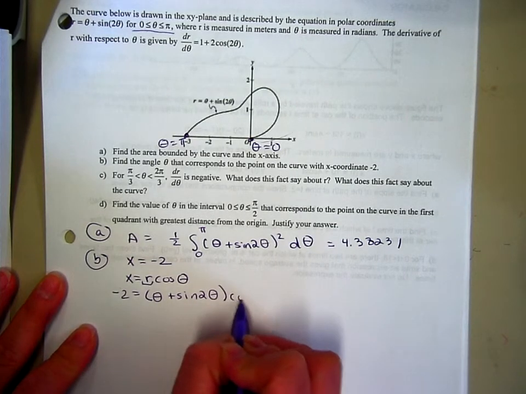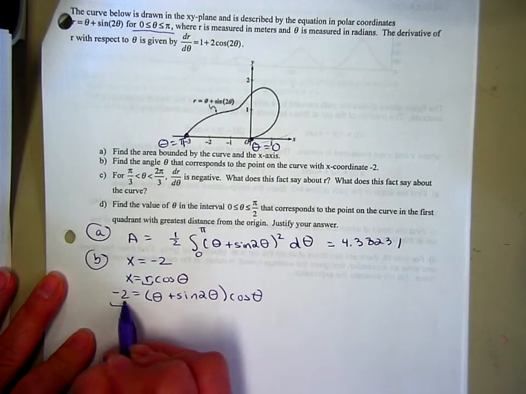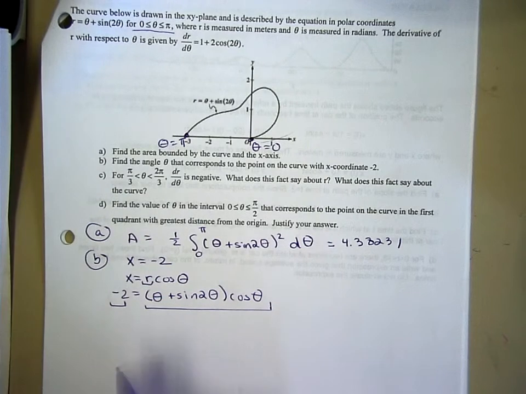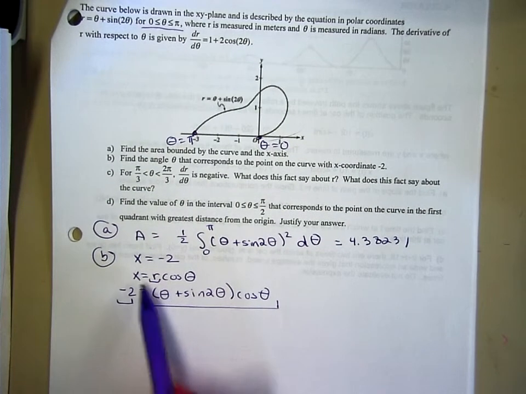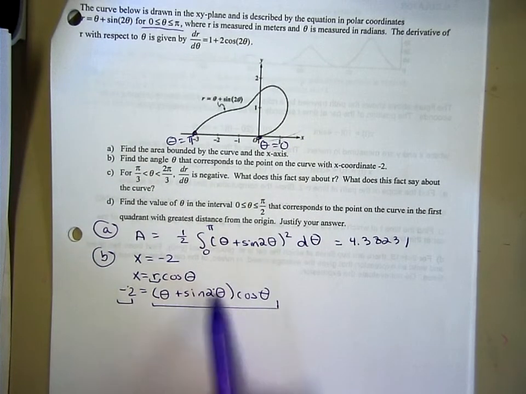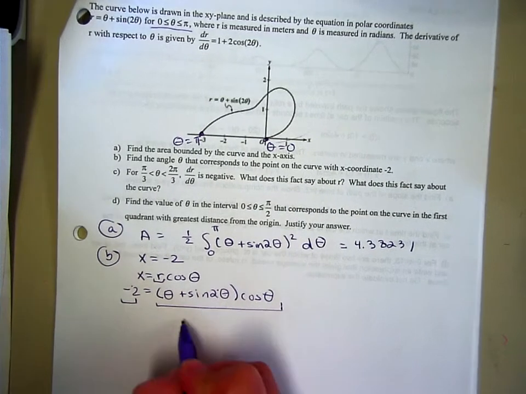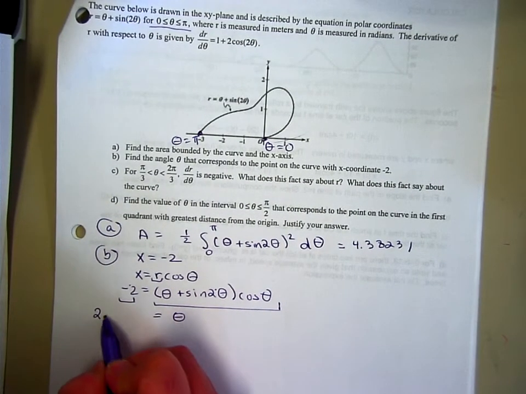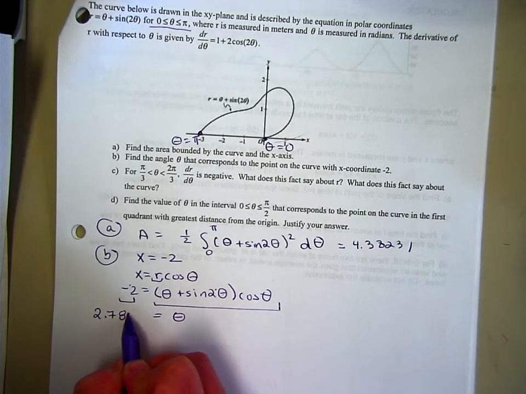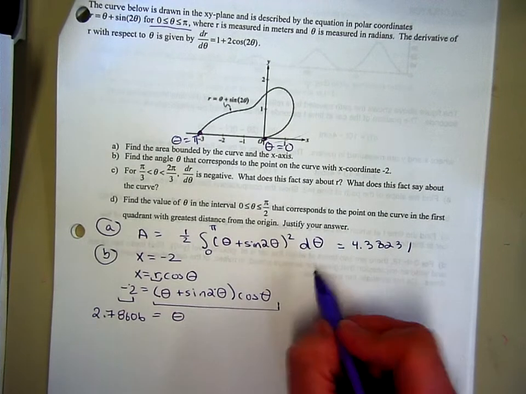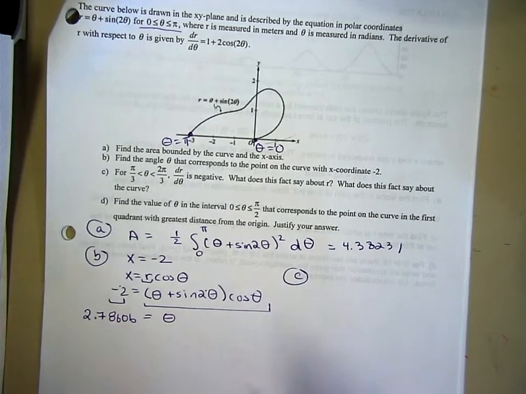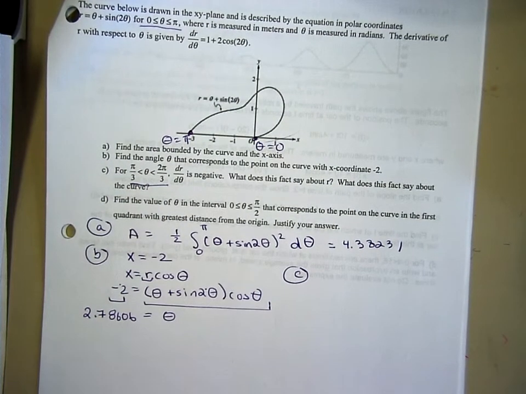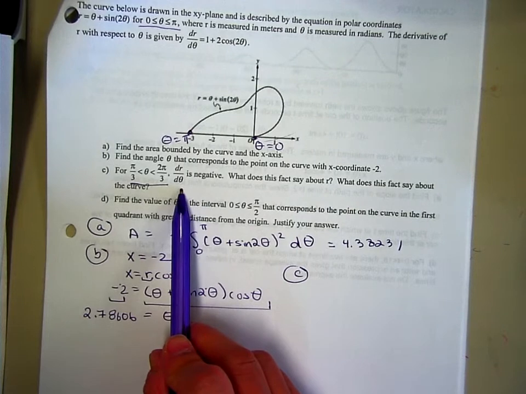Use your calculator, and again you can be in your functions mode. So y1, y2, call this x instead of theta, it's just a variable. And from your calculator, you should get theta equals 2.78606.